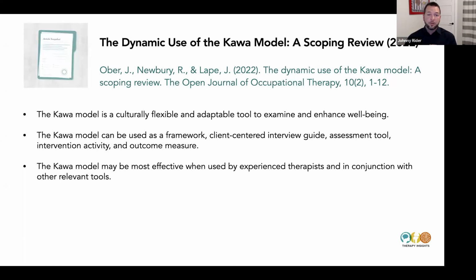And so this scoping review found 10 published articles and 3 unpublished dissertations looking at how it can be used within occupational therapy practice. And a couple big things came out of this review that some we might already realize, but it's nice to see this coming through the evidence as well. The Kawa model is culturally flexible, which is very important. It's an adaptable tool. It can be used to examine and enhance well-being. It can be used in a lot of different ways.